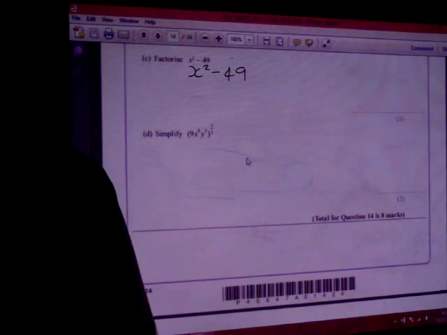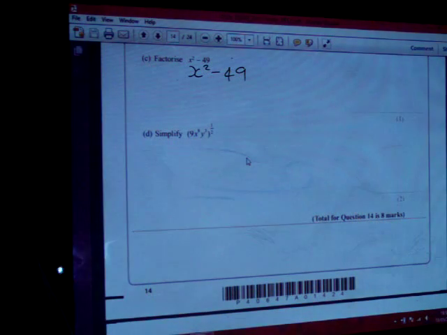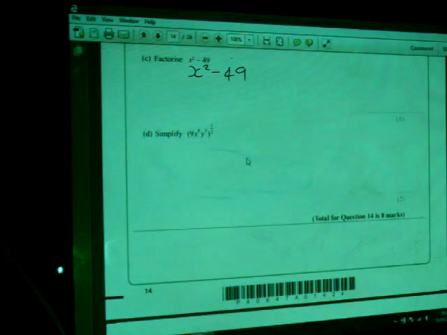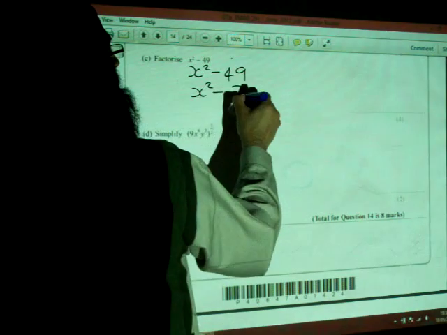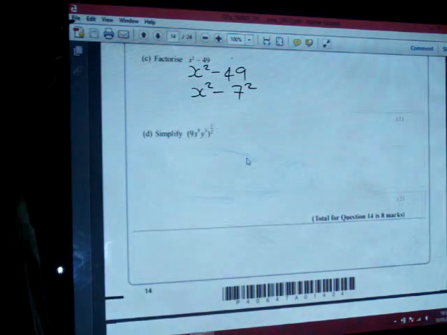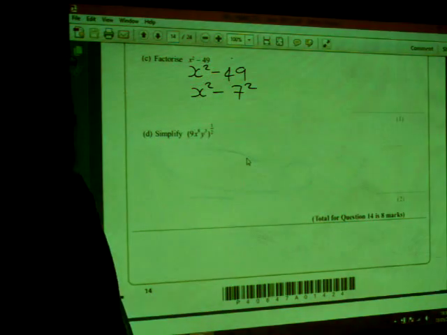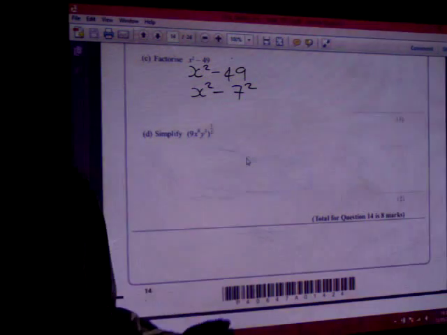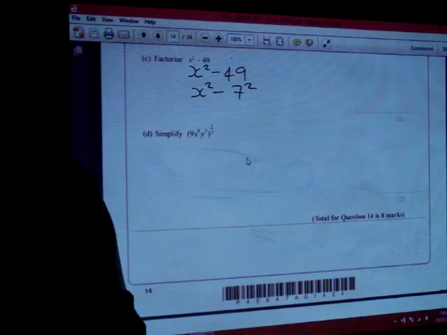49 is a squared number too. It is really what number in disguise? 7 squared. Okay, thank you, Isa. So you have x squared minus 7 squared. If you don't spot that this is the difference of two squares, you will not be able to factorize it. I don't see how you can factorize x squared minus 49 unless you realize it's that particular special circumstance.